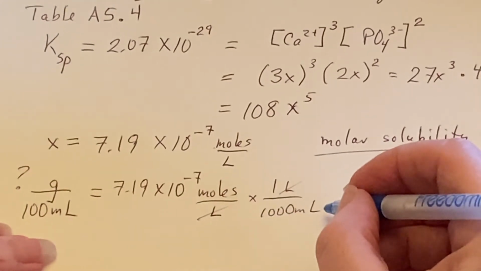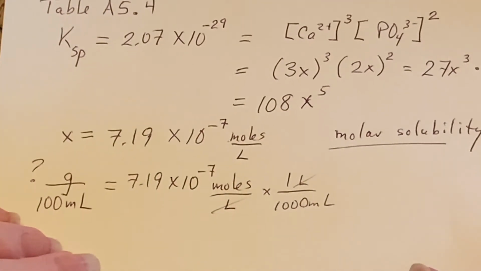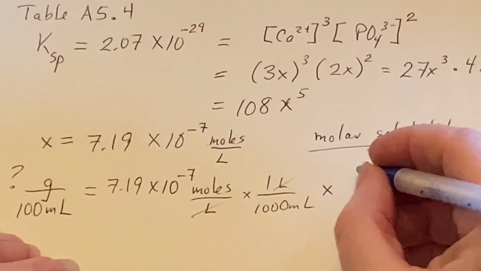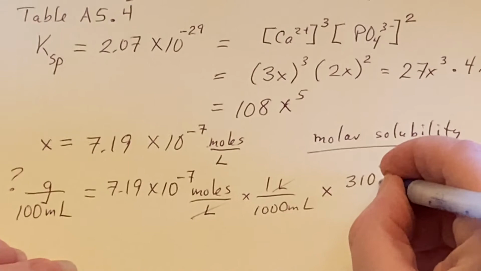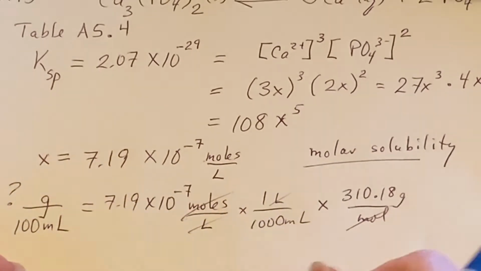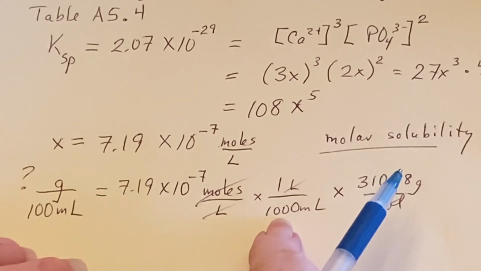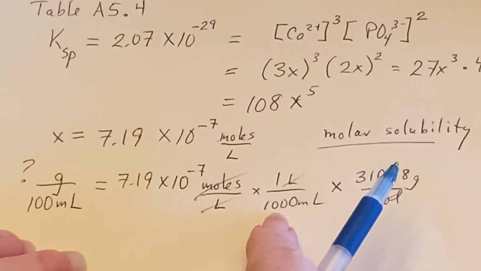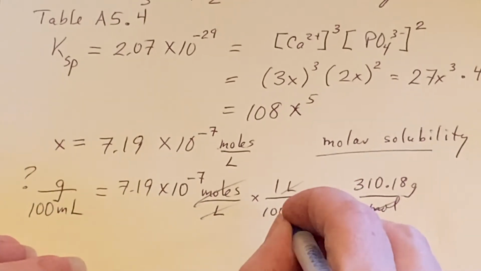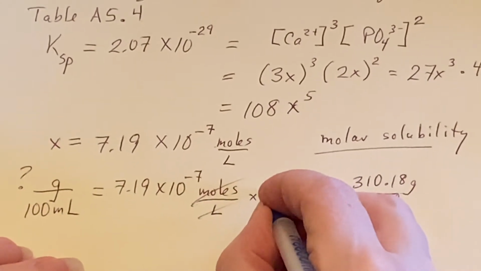That's odd. Maybe I should just turn my attention to the moles and grams. That's easy. I just need the molar mass for that, right? Okay, so molar mass, I can go look it up or I can add it up. I find out it's 310.18 grams per mole. That'll take care of that. Now I can't figure it any longer until I deal with this. How am I going to deal with that 1,000? You know what I should have done? I should have said that 100 milliliters was the same as 0.1 liters.